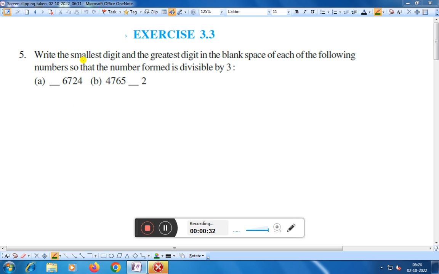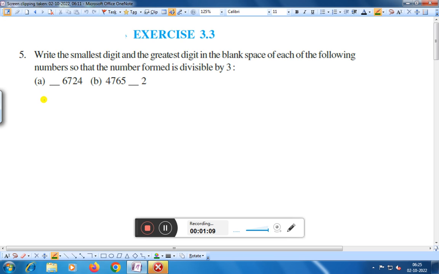The first number is dash 6724. We have to find one smallest digit and one greatest digit so that the number formed is divisible by 3. First of all, we have to remember the divisibility rule of 3. We add all the digits, and if that sum is divisible by 3, then the number is divisible by 3, right?